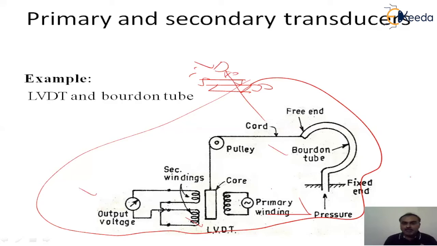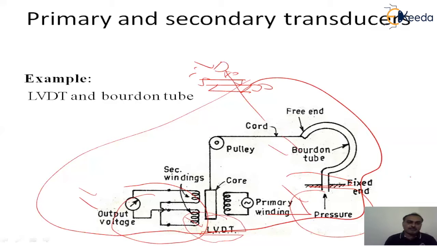If I want to convert pressure into output voltage, I am going to use two instruments. One is the Bourdon tube and the second is the LVDT. Here the Bourdon tube converts pressure into displacement, so this transducer is called the primary transducer. The LVDT converts the displacement into the output voltage, and this one is called the secondary transducer. One conversion is not enough; there is more than one conversion we do.